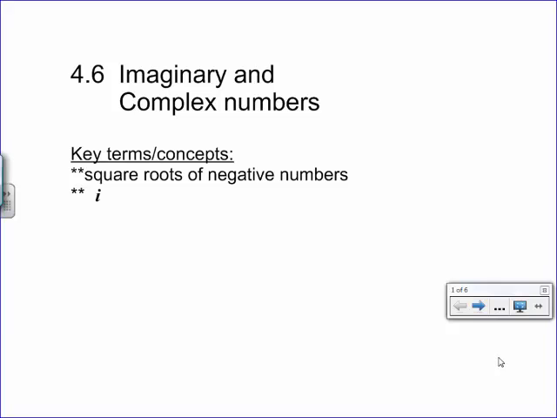All right, imaginary and complex numbers. Where this comes out of, as we discussed before, if you had something like the square root of 9, well, that has two possible answers. It can be 3 or it can be negative 3, because 3 times 3 is 9 and negative 3 times negative 3 is also positive 9.